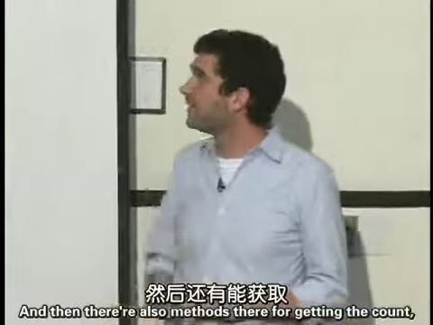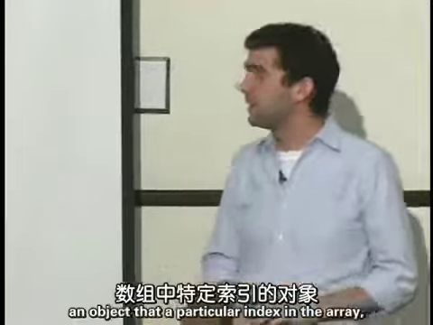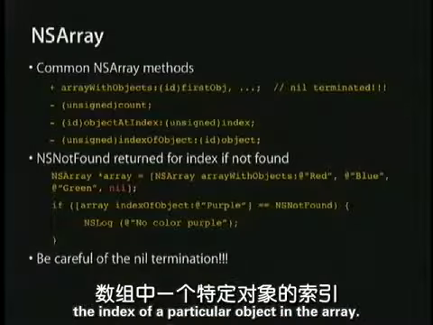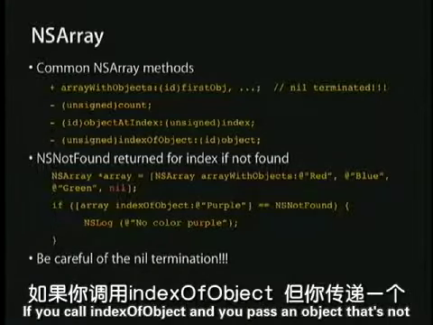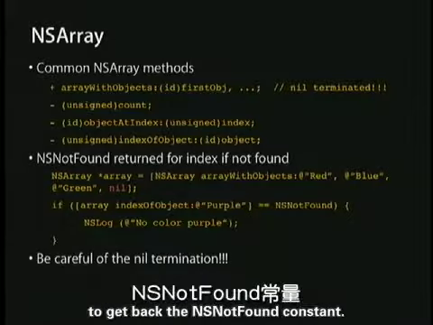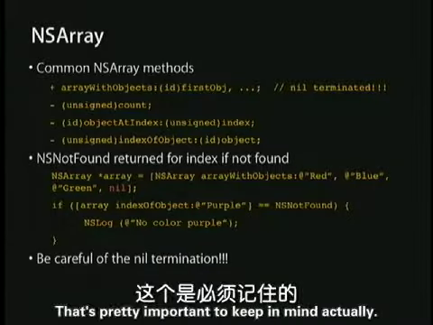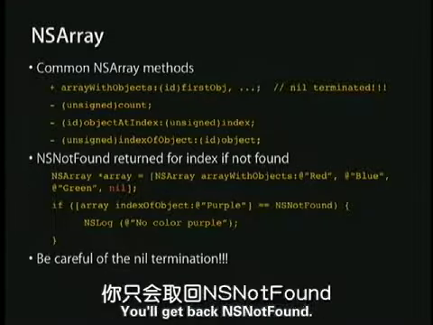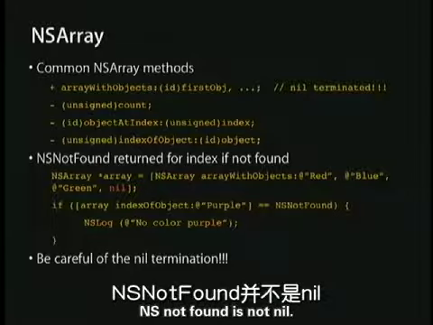And then there's also methods there for getting the count, the number of objects in your array, an object at a particular index in the array, the index of a particular object in the array. If you call indexOfObject and you pass an object that's not in the array, you're going to get back the NSNotFound constant. That's pretty important to keep in mind, actually. You're not going to get back null. You'll get back NSNotFound. NSNotFound is not null.